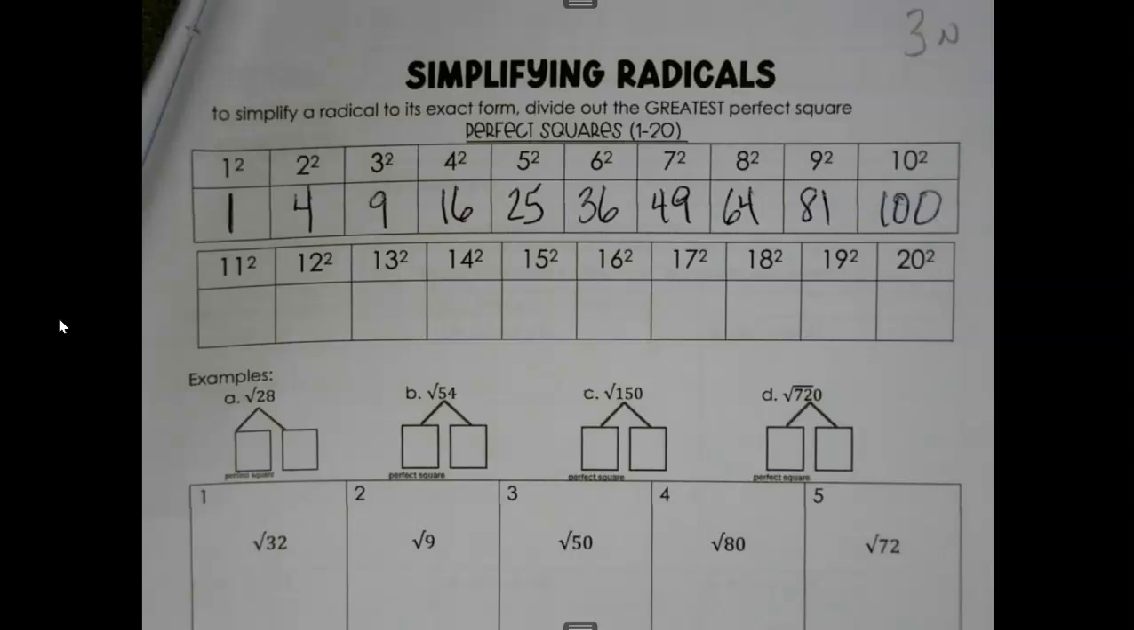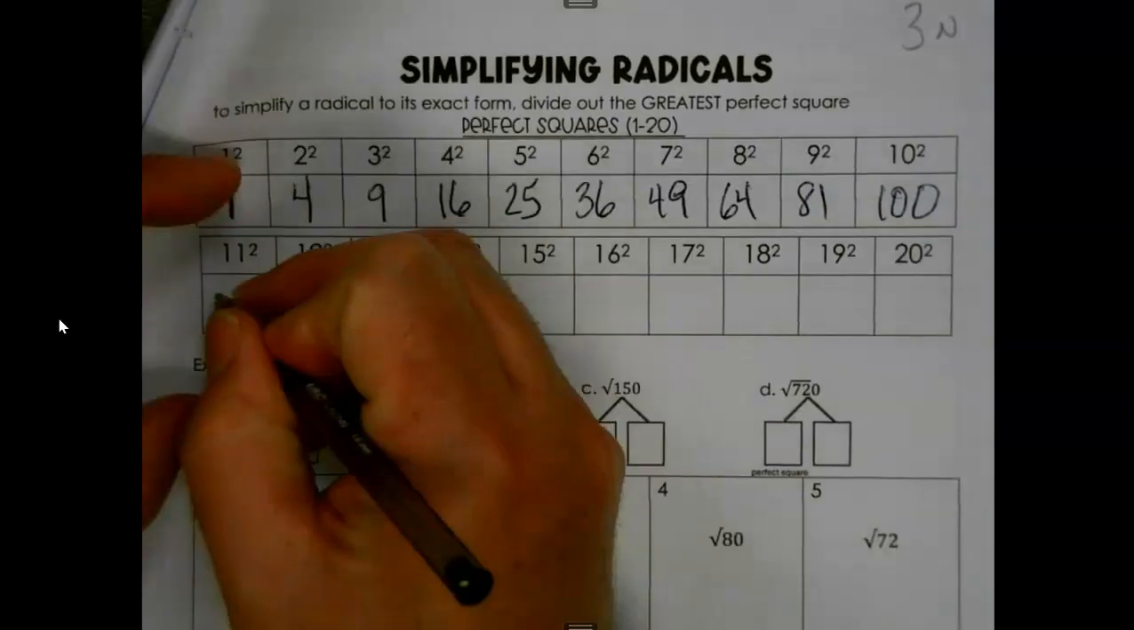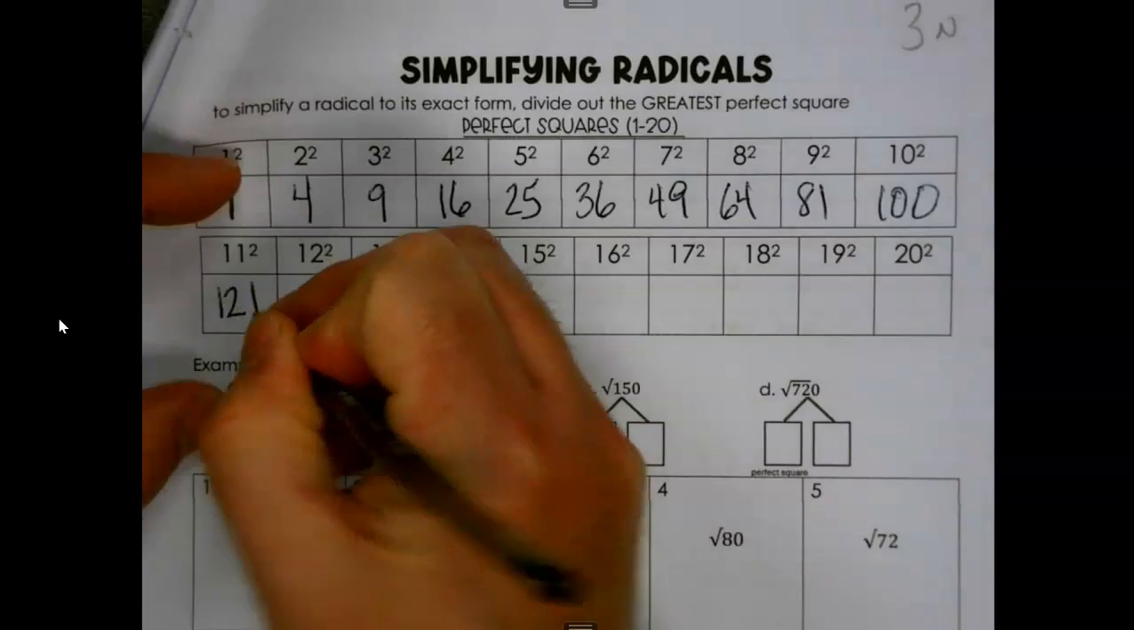So these numbers that we're filling in are going to be our magic numbers, our perfect numbers that we're going to be looking for to break some other values down. And they can get to be larger.